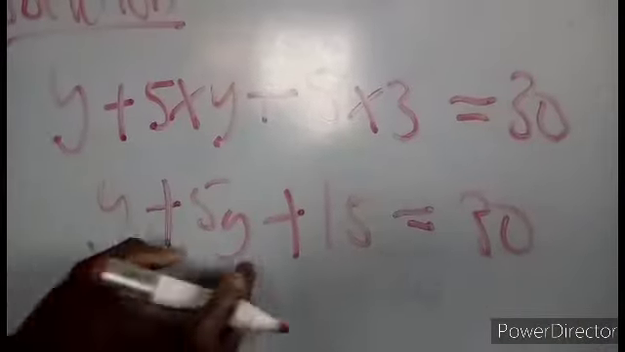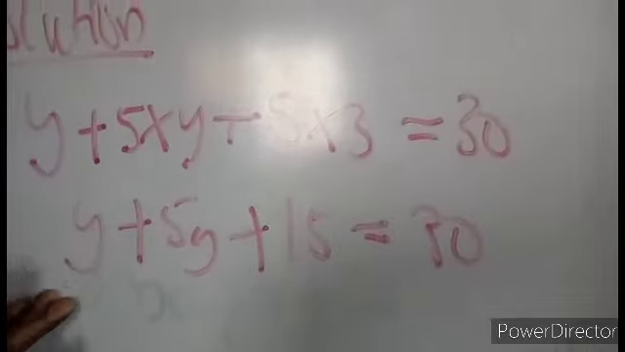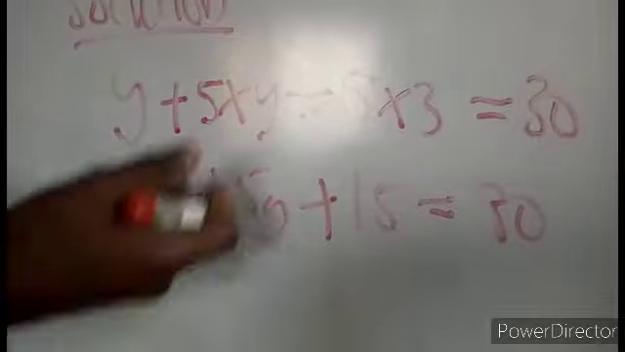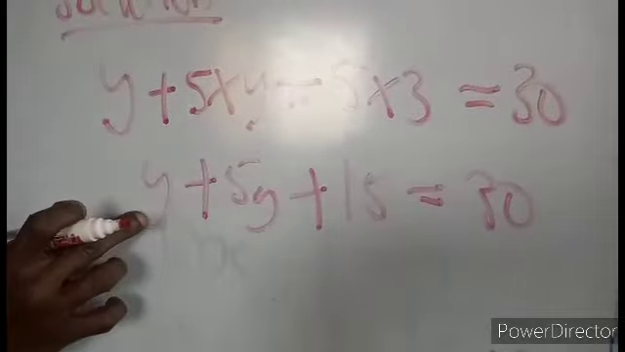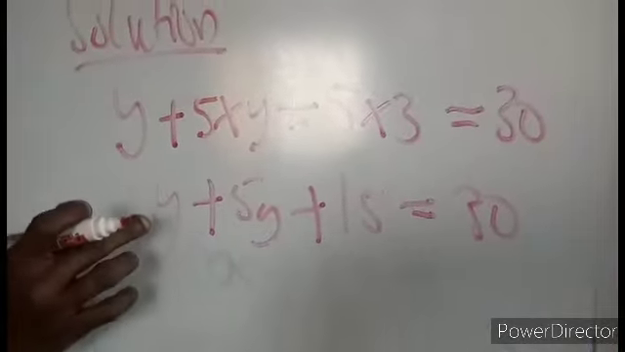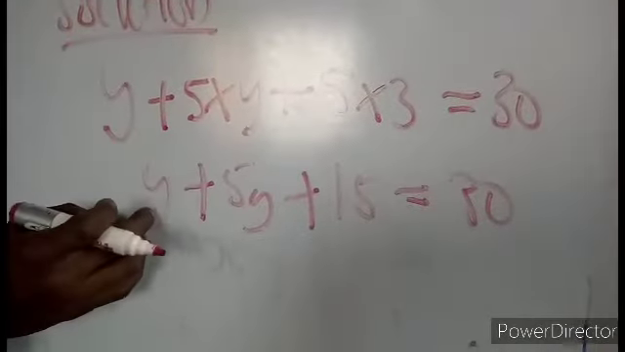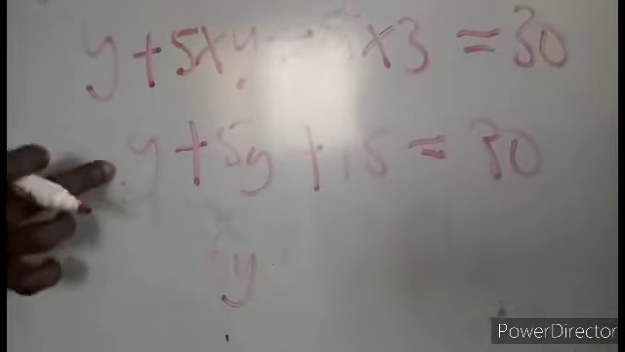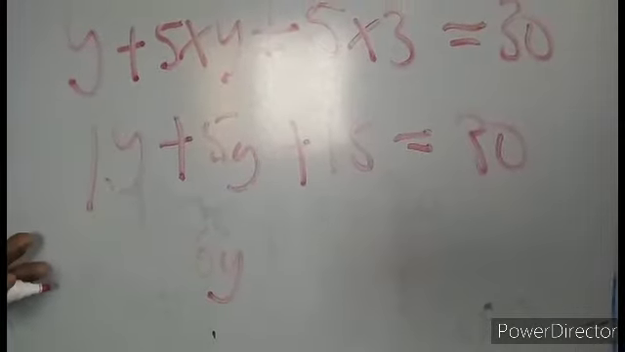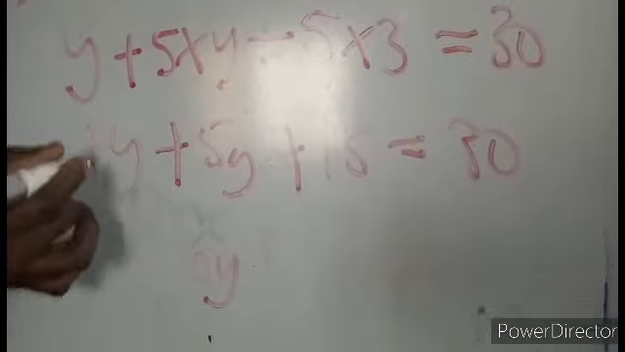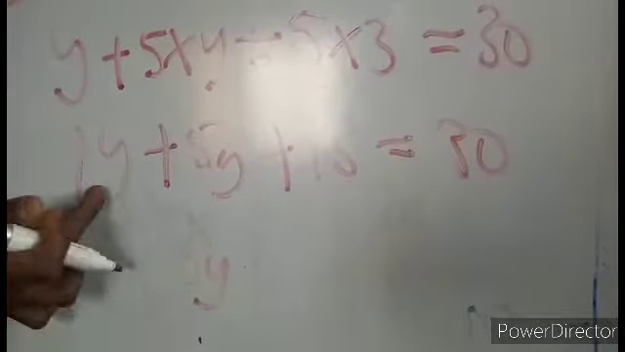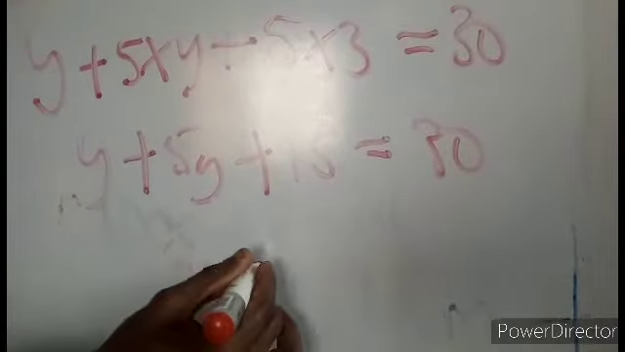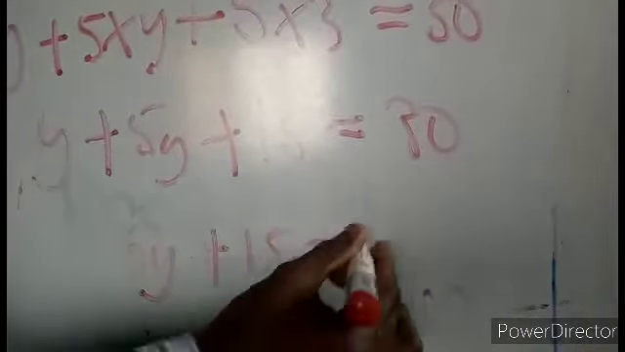So I'm going to have, this is like terms, as you can see. When I use the word like terms, it simply means they both have the same letter. So the law says that they can be added. Now y plus 5y. y has a coefficient of 1, invisible 1. So 1 plus 5 will give us 6y. This 1 is invisible. When you add the 1, that's 1 plus 5 will give you 6, then the y. So this is why I have 6y. Then plus 15 equal to 30.